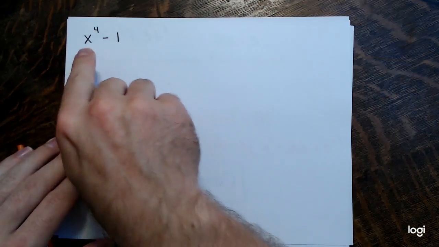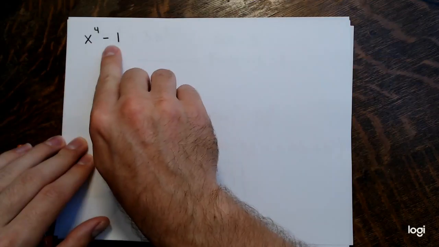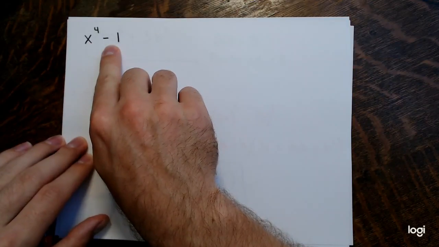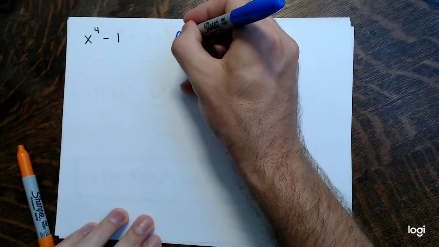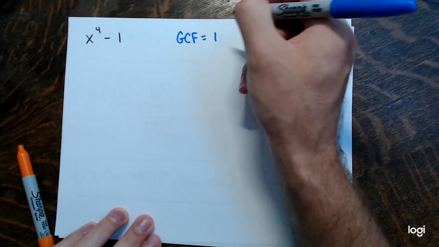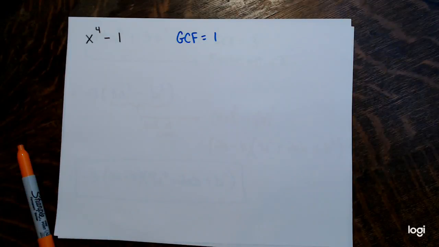Here I have x to the 4th plus negative 1, or minus 1. So the GCF, the first thing you always look for, is just 1 here. Look at both terms. Nothing goes into both of those evenly, so just the number 1. So there is nothing to factor out of all the terms. And it's got 2 terms.